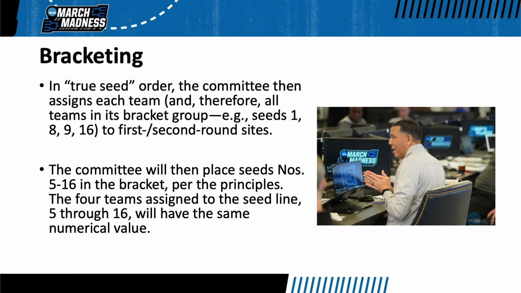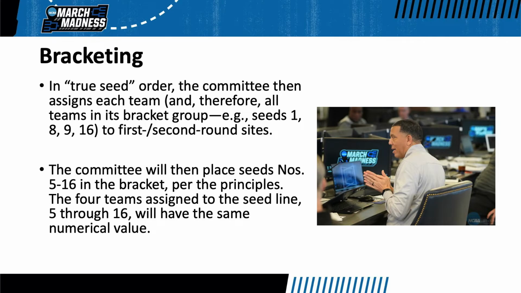If it happens, it means that no other teams can be assigned to that site because each of the first and second round sites hosts 8 teams, and 8 have already been assigned there. The 4th number 1 would then be placed at the closest site to complete the process of assigning first and second round locations for the number 1 seeds. The committee continues this process in true seed order.